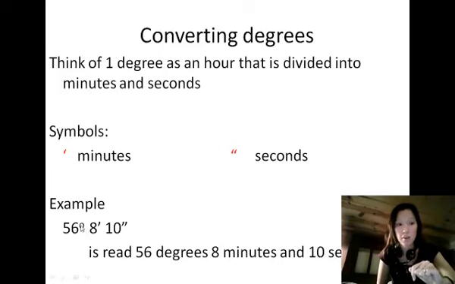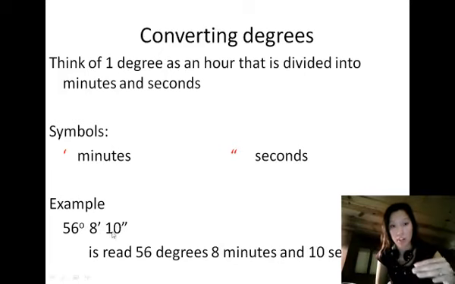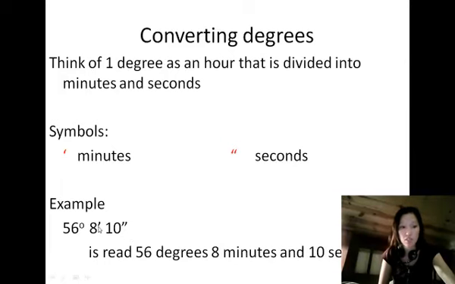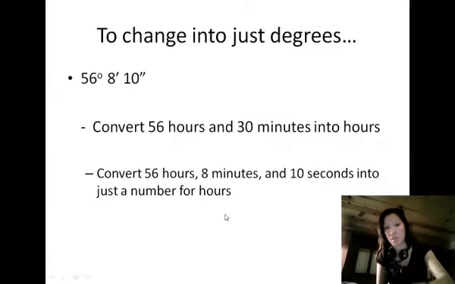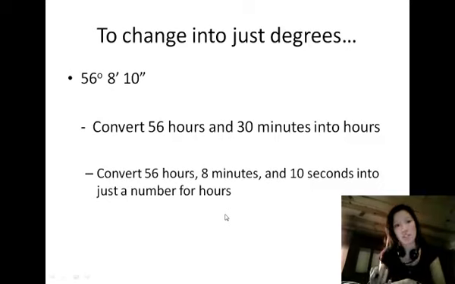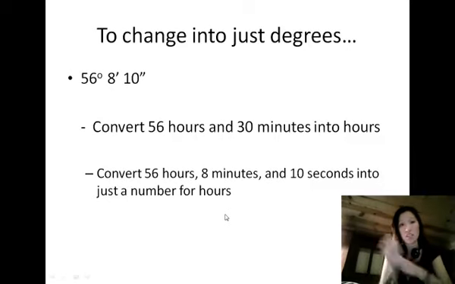So think of a degree as 1 full hour. And then the pieces of the hour, if you don't quite make a full hour or a full degree, then what we have are minutes that could separate the fractions in between. And then we have seconds as well for even the smaller fractional pieces. So this would be read as 56 degrees, 8 minutes, 10 seconds because of these symbols right here. Okay, so there's that.